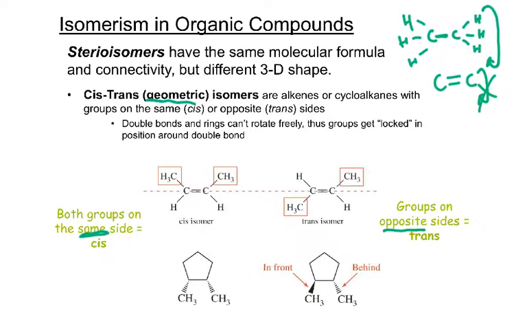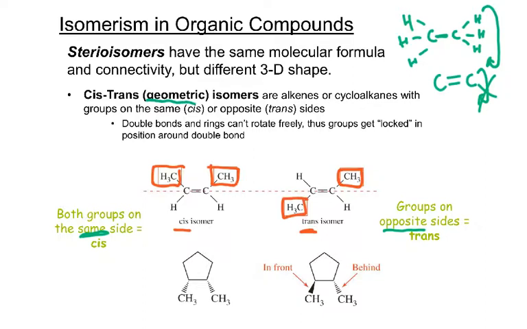So the one where the two methyl groups are on the same side of the double bond. I drew that dotted red line to extend the double bond, so we can see that in the first one on the left, those two methyl groups are both above the double bond. They're on the same side of the molecule, so we call this the cis isomer, cis being same. In the one on the right, we have a methyl group on one side of the double bond and the other methyl group on the other side. They're on opposite sides of the double bond, so this is the trans isomer.